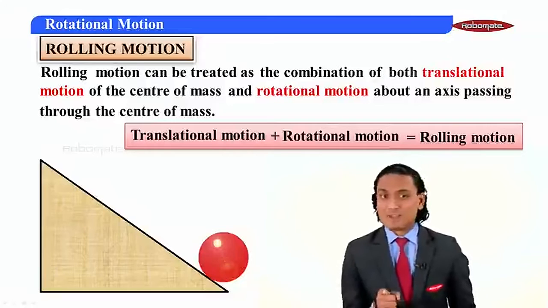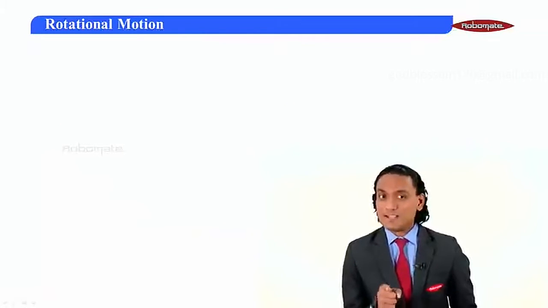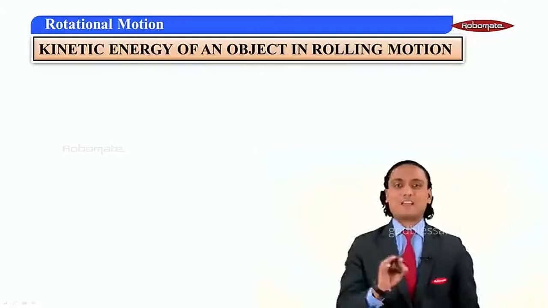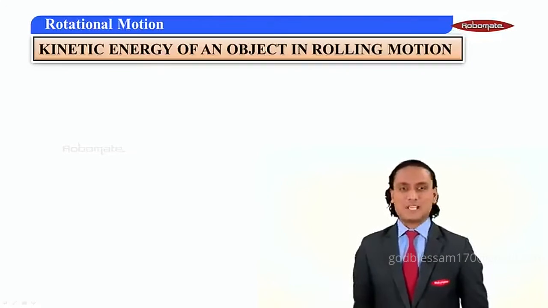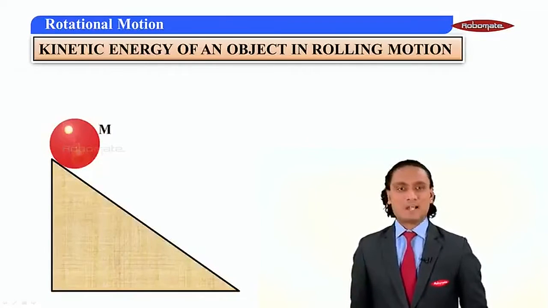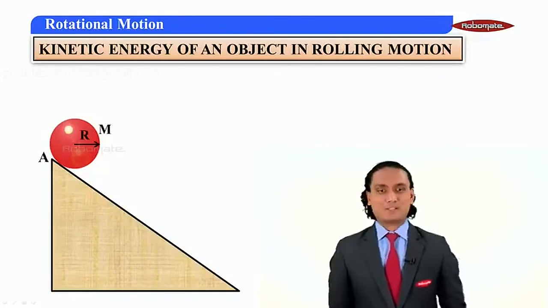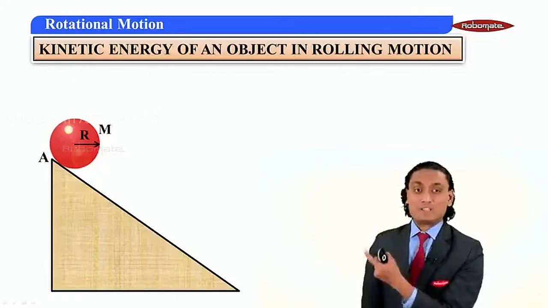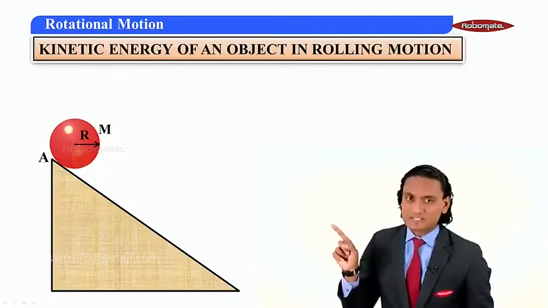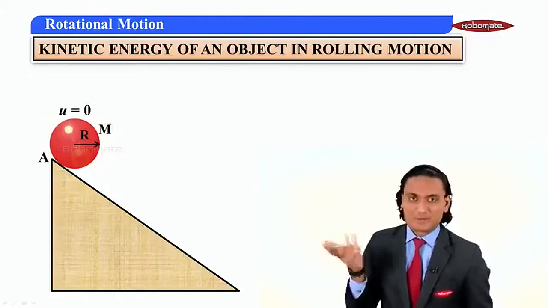What did I say we are going to do in the second part? Yes, there you go. We are going to derive an expression for the kinetic energy of an object in rolling motion. For this, same inclined plane, same solid sphere. Let m be the mass of the solid sphere, r be the radius of the solid sphere. This solid sphere is at the top of the inclined plane at point A. Is it at rest? Yes, it is at rest. So initial velocity will be 0.